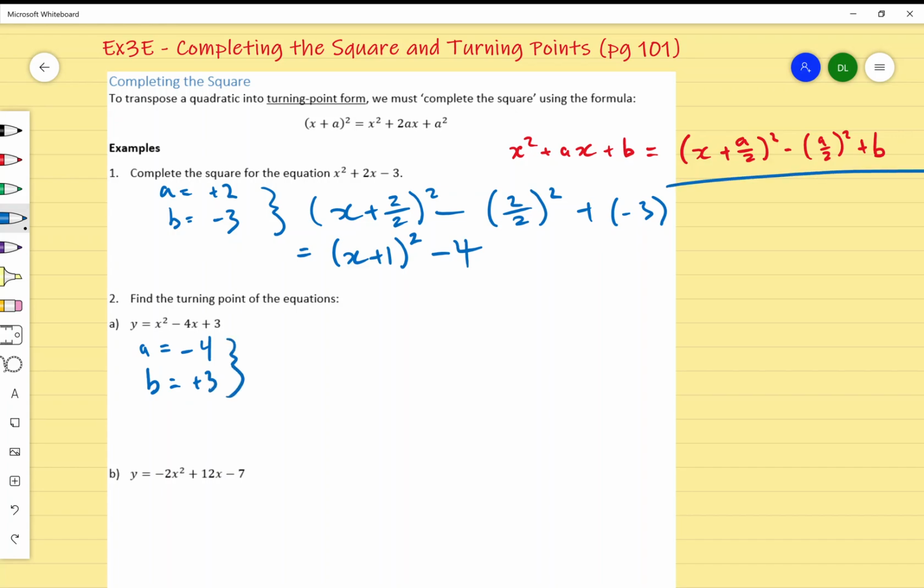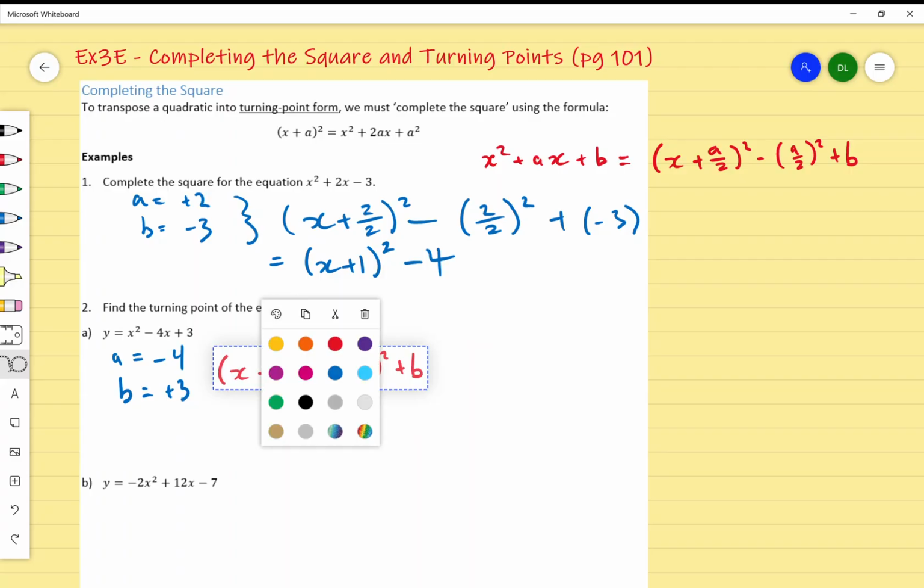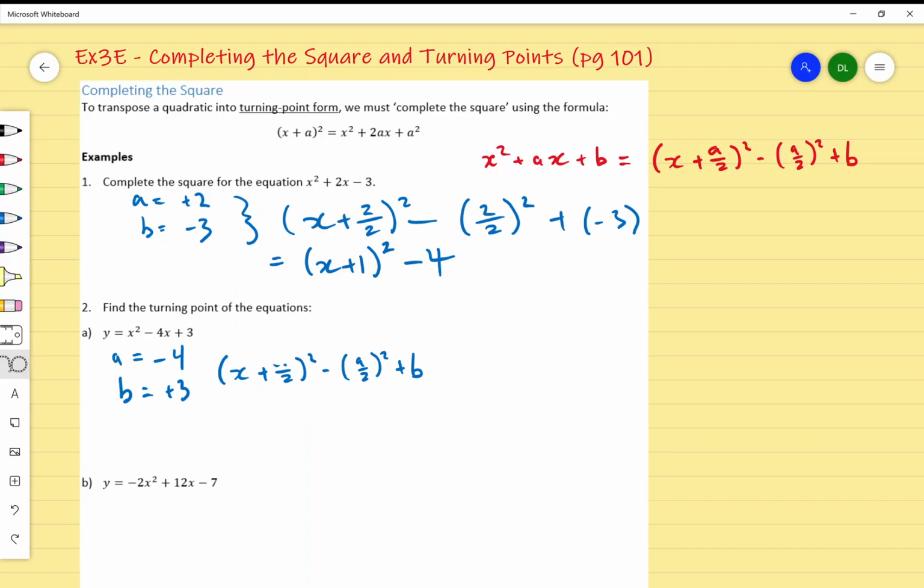This one over here. So I'm going to, you know what, copy and paste it and replace the numbers. I feel like that's going to make a bit more sense. So I'm going to substitute the value of a. So instead of writing a, I'm going to write negative 4. And instead of writing a over here, I'm going to do the same thing. I write negative 4.